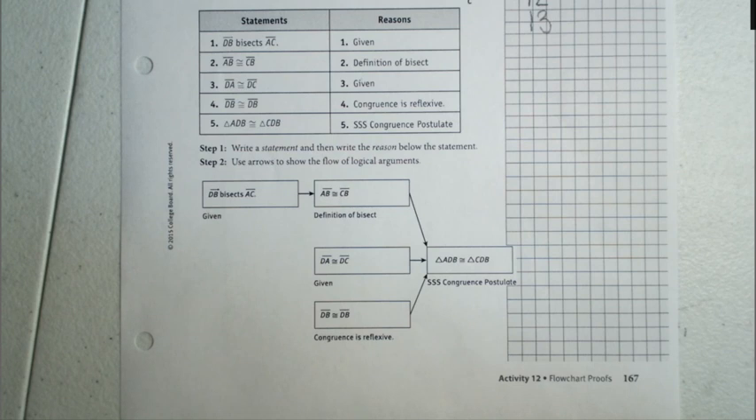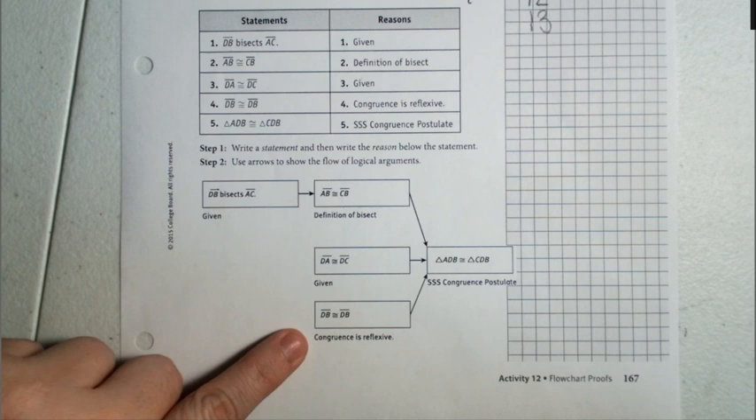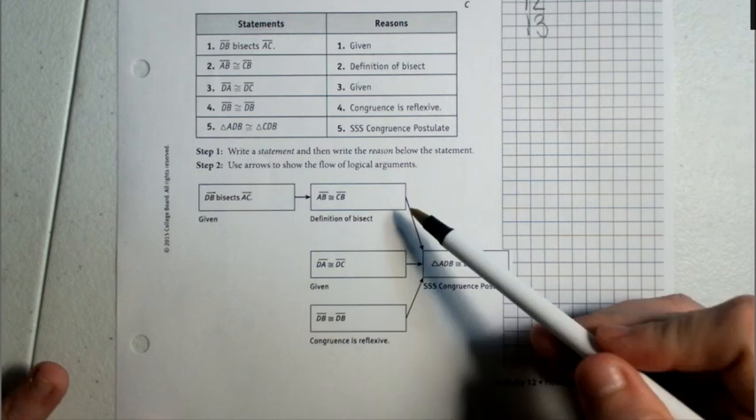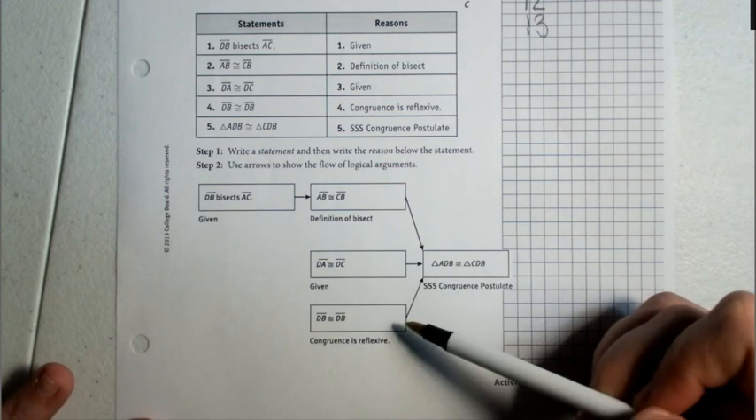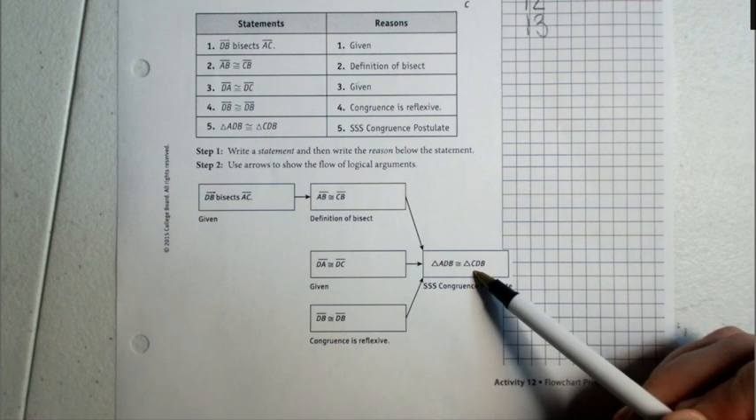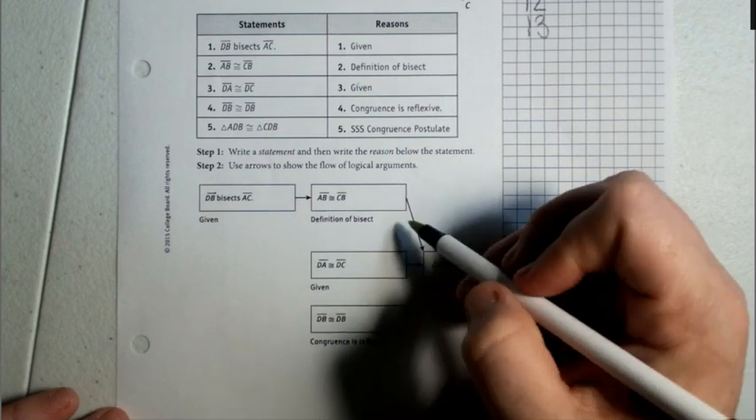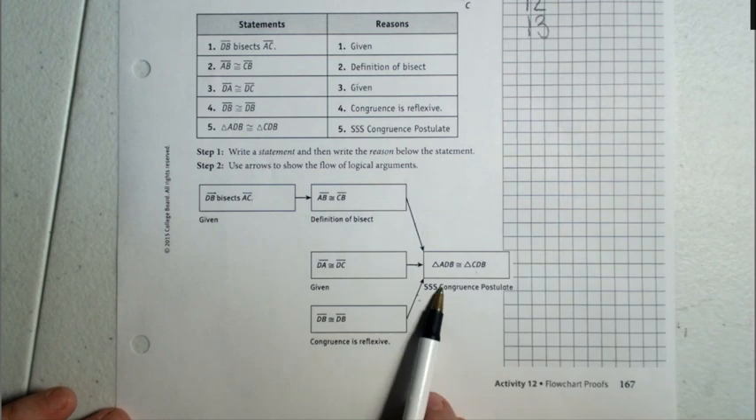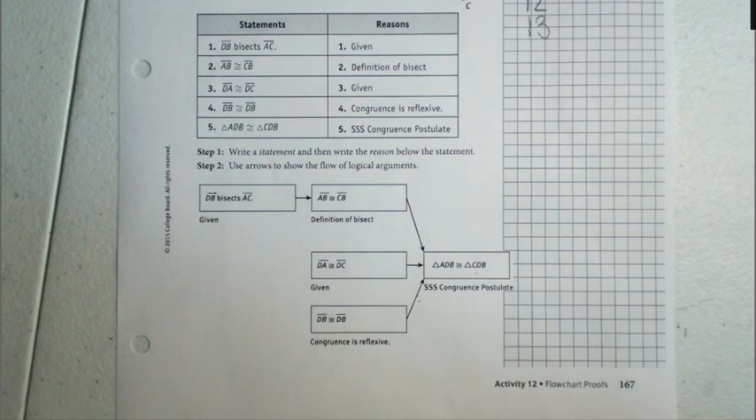Then it says DB is congruent to DB. We're not actually proving that. That's not told to us. We just know that because we know that something is congruent to itself by the reflexive property. And these 3 pieces of information altogether lead me to the triangles being congruent, which is why there are 3 arrows leading to this one statement and reason. Let's go ahead and look at question number 1.